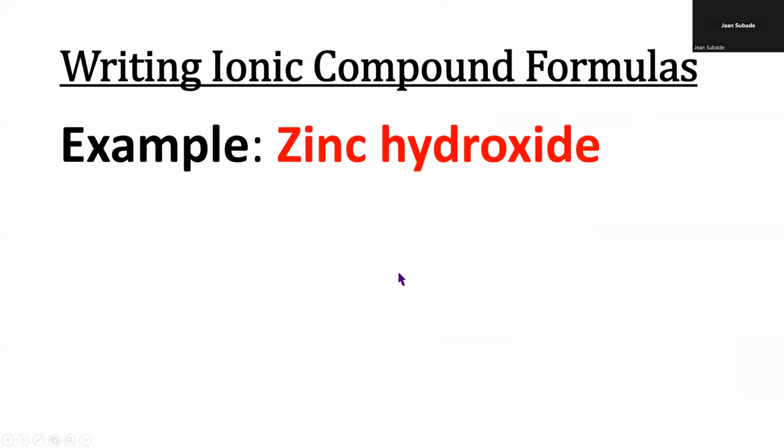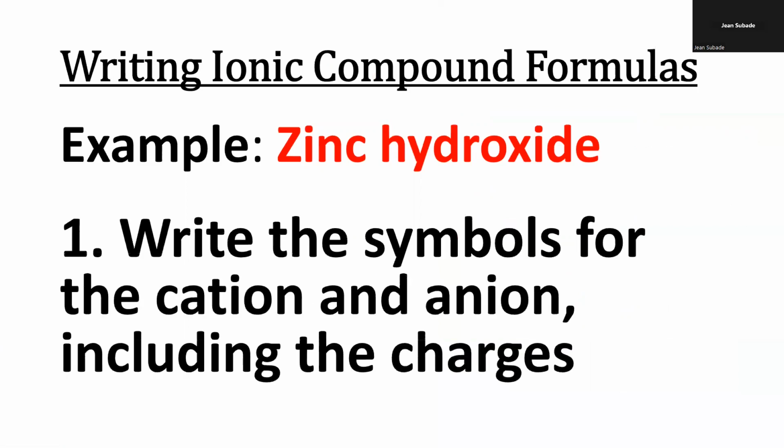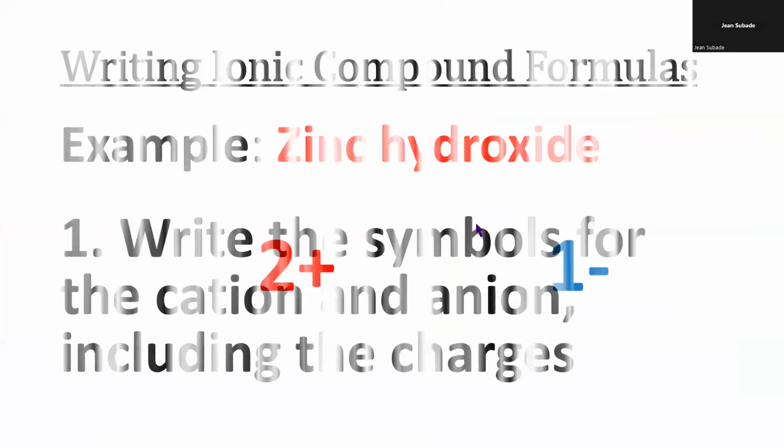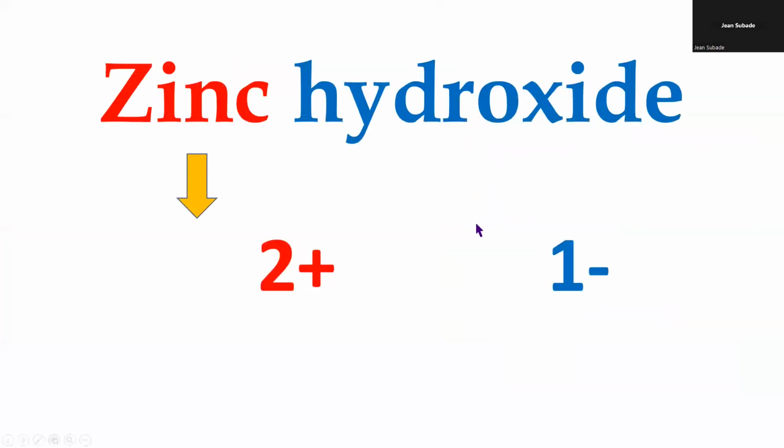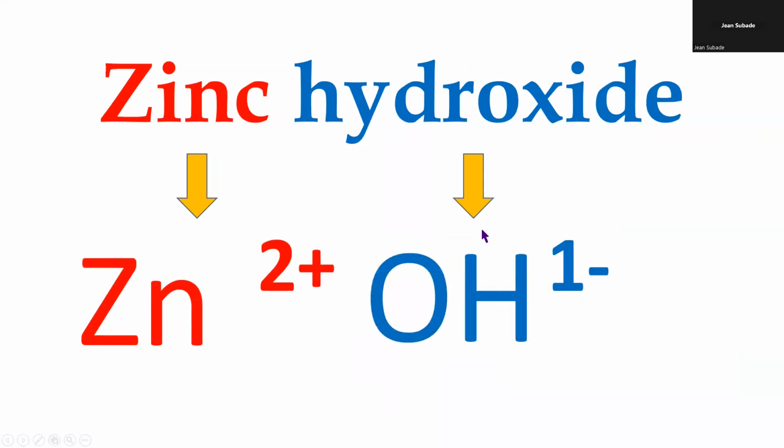How are we going to write ionic compound formulas? We have to follow a step-by-step procedure. Example: zinc hydroxide. First, write the symbols for the cation and the anion, including their charges. For zinc hydroxide, the symbol for zinc is Zn, and hydroxide, as one polyatomic ion already, is written as OH. Then you have to get their charges.